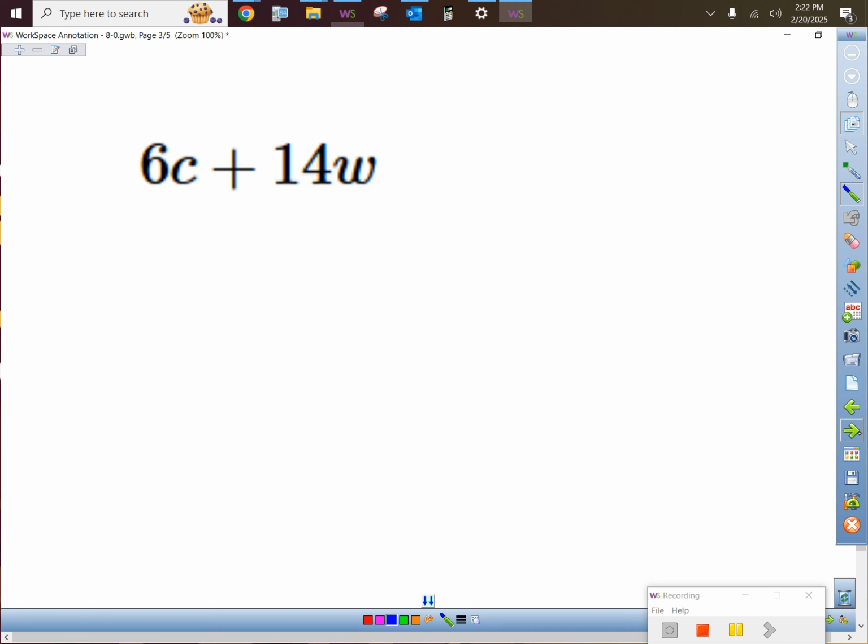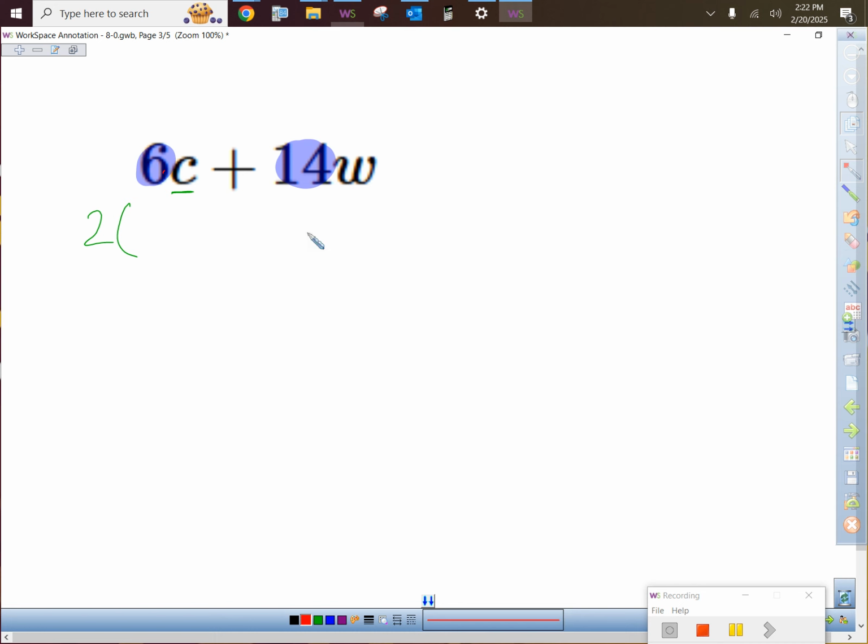Here's another one. Ooh, all these crazy letters. We're just going to look at one thing at a time. First I'm going to look at the numbers. Between a 6 and a 14, can I take a common factor out? The answer is yes, I can undistribute a 2. This term has C's with it, but this one does not, so C's are not common to both terms. This one has W's, this one does not. So again, all I can factor out so far is a number.